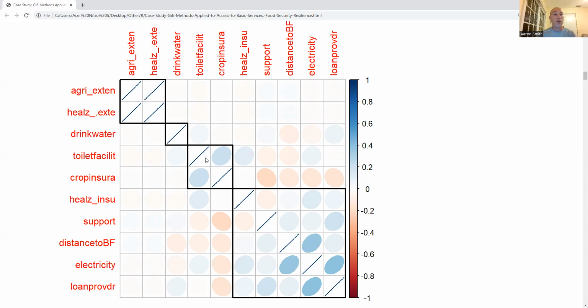Here we see toilet facilities and crop insurance are together, and then we have everything else. Ward's D tries to minimize the standard deviation across the cluster. Single linkage tries to make sure that neighbors are in the same group, in the same cluster.